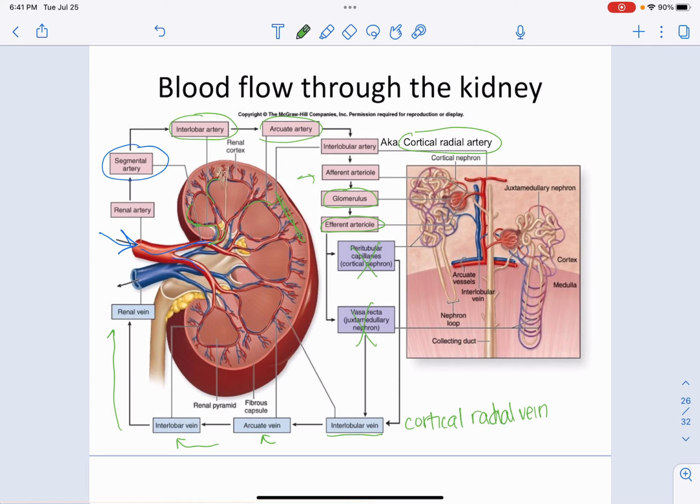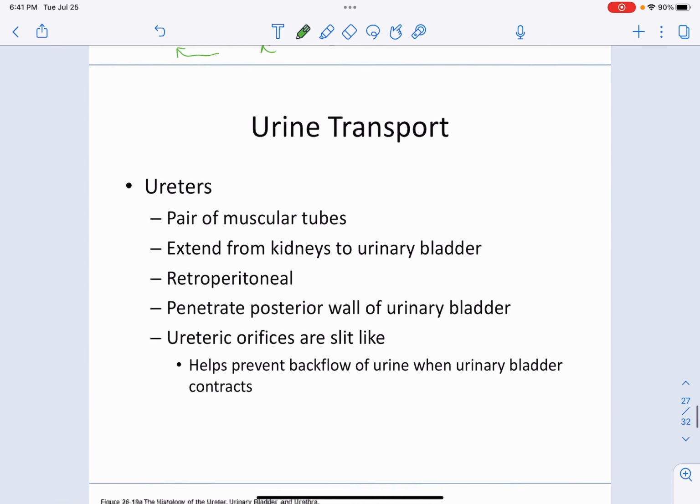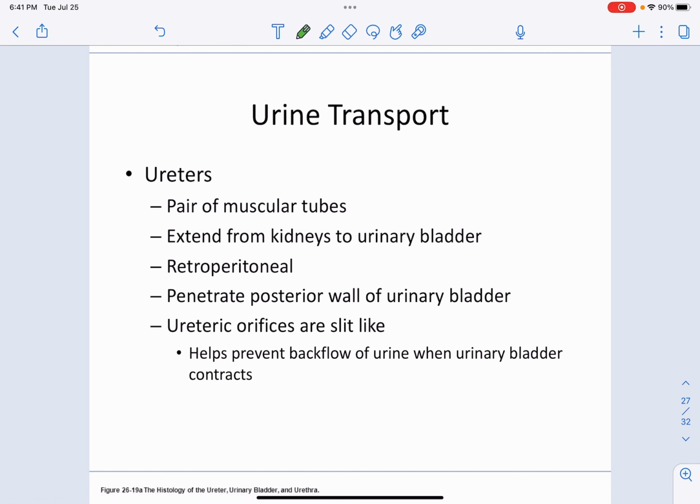Okay, so I just wanted to point that out because you probably noticed it when I was going through the slide. All right, so now that we have made urine, we are going to talk about the ureters and the bladder. Those will be the last concepts of this lecture.